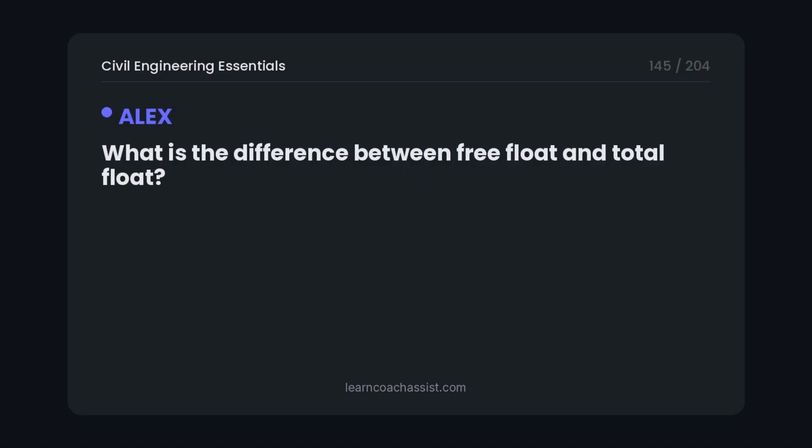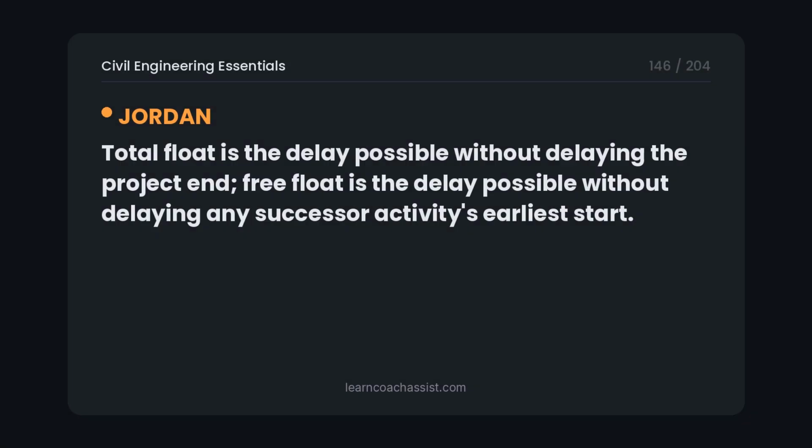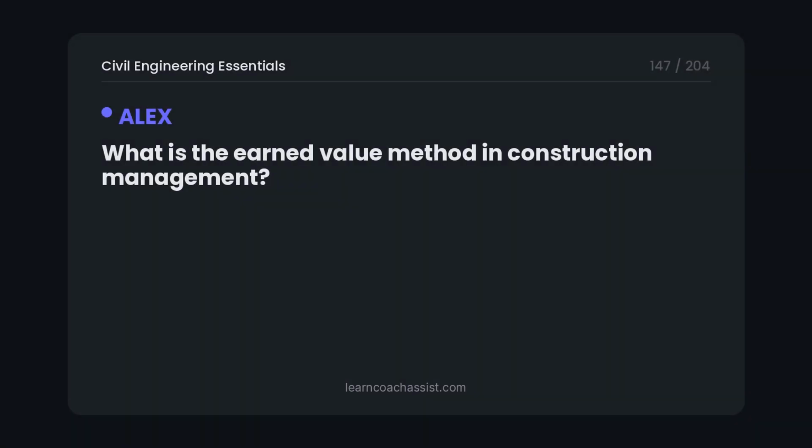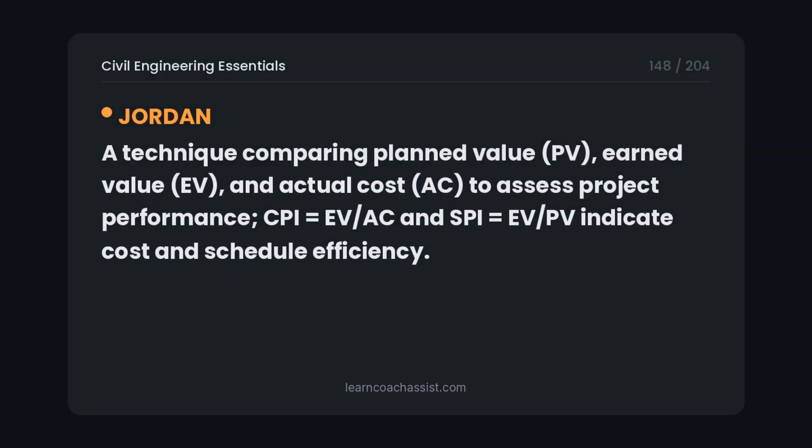What is the difference between free float and total float? Total float is the delay possible without delaying the project end. Free float is the delay possible without delaying any successor activity's earliest start. What is the earned value method in construction management? A technique comparing planned value, PV, earned value, EV, and actual cost, AC, to assess project performance. CPI equals EV/AC and SPI equals EV/PV indicate cost and schedule efficiency.